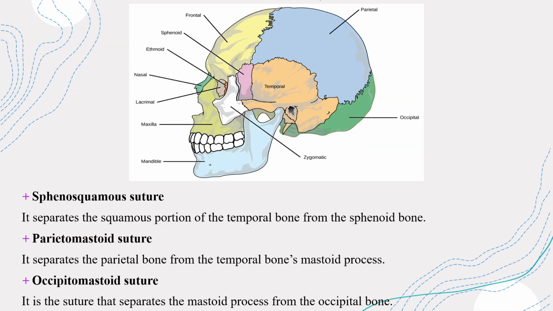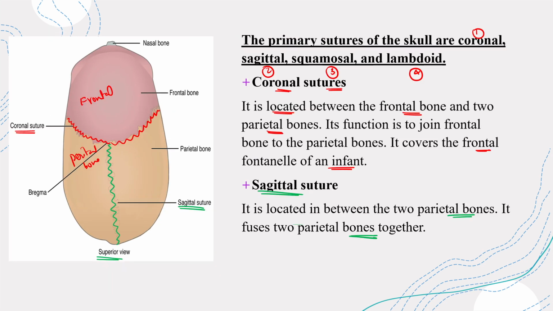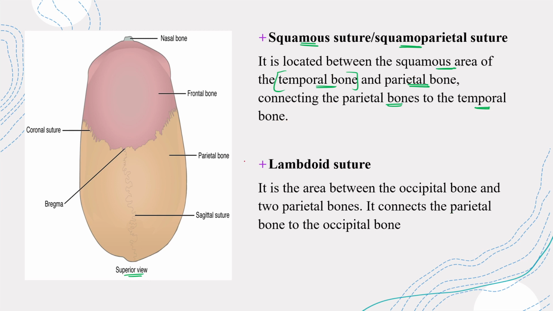Yes, so this is your parietal bone and this is your temporal bone, and this structure between them is your squamosal suture, which connects your parietal bone to the temporal bone. Okay. Squamosal suture is clear. These are the primary sutures.